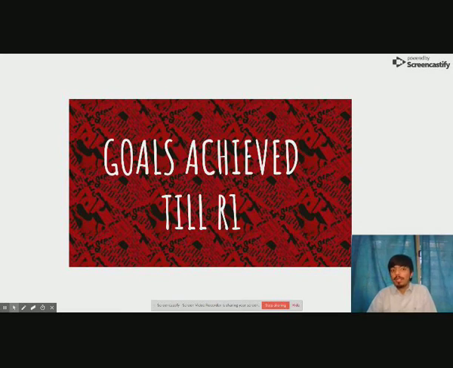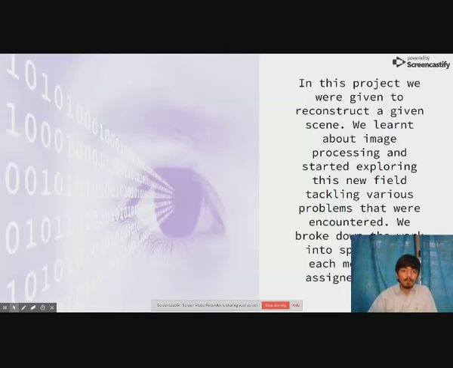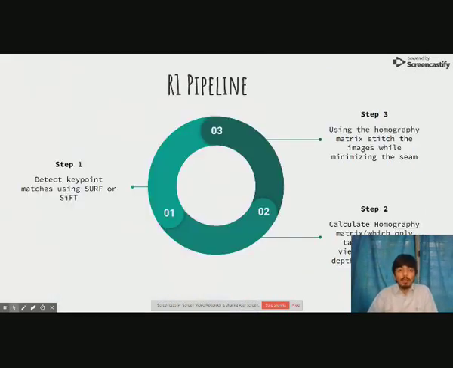So, what are the goals that we achieved till R1? In this project, we were given to reconstruct a given scene. We had different obstacles and we learned about image processing, and the different sprints were assigned to different members. So in R1, the major pipeline was that we were detecting key point matches using different algorithms and we used SIFT eventually as it being the most efficient.